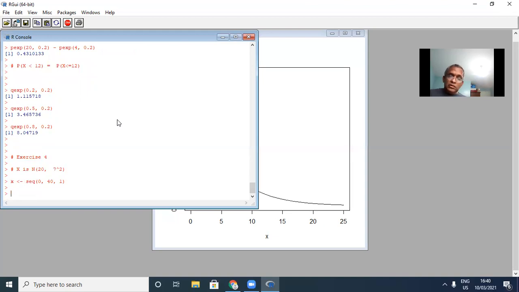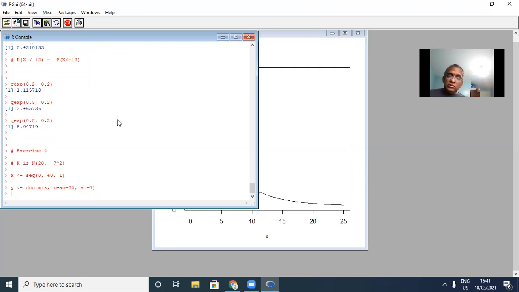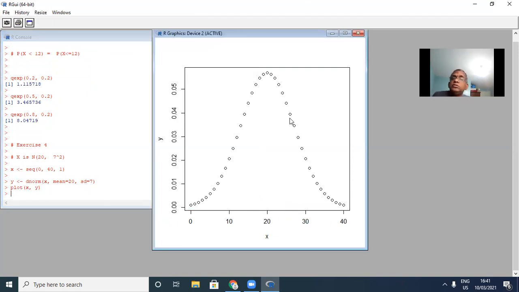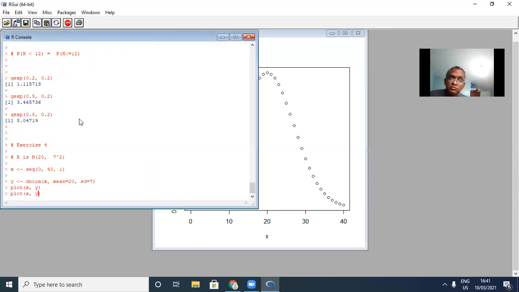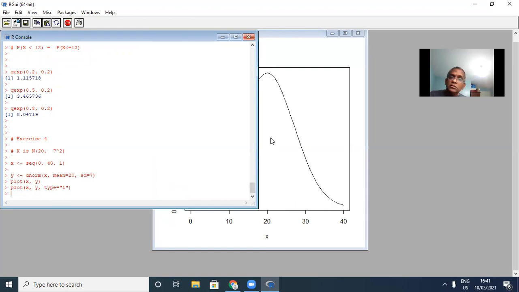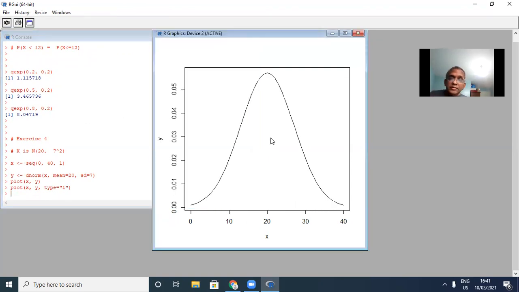Then the next thing you do is compute the density of the normal at X with the mean parameter equal to 20 and standard deviation 7. Then you plot X versus Y. I'm sure you've seen this before. This is a typical shape of a density of a normal distribution. If you join the points using lines, this is what you get.